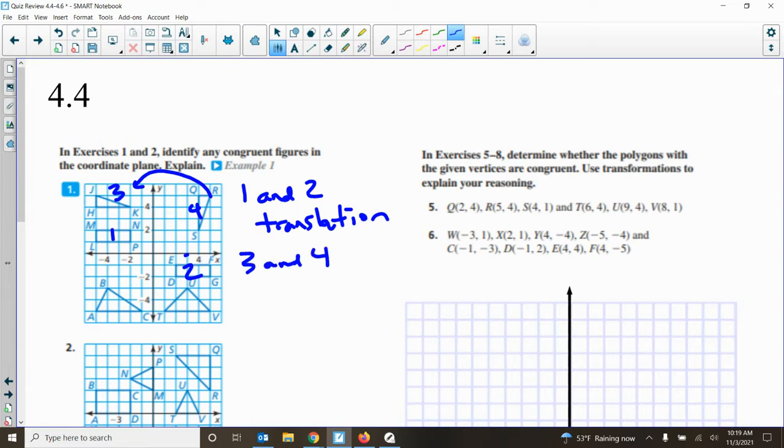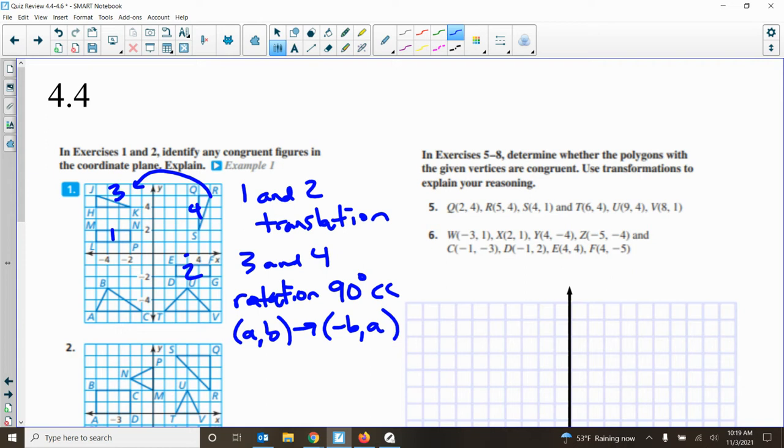And recall, not necessarily with this problem, but you do need to know all of these rotation rules. And so rotation 90 degrees counterclockwise. Remember, the rule is (a, b) goes to (negative b, a). All right. And so in this case, notice the point, for instance, (4, 2) would go to (negative 2, 4). And notice that it looks like K matches up pretty well with S.